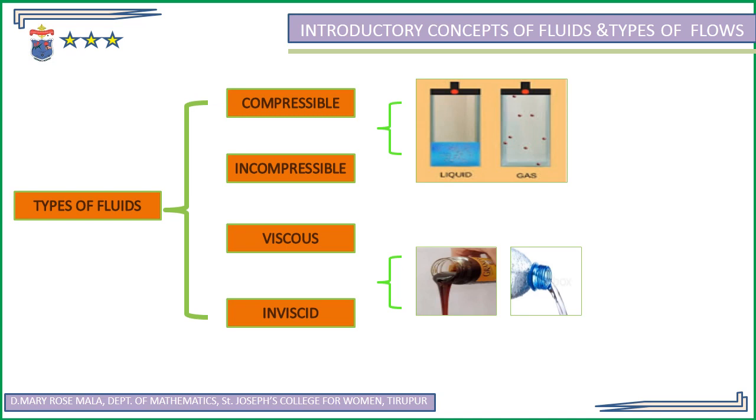In the case of a viscous fluid, the motion of the fluid will not be rapid due to the presence of friction in the fluid particles, and viscous fluids exert tangential stress as well as normal stress. For example, honey and castor oil flow very slowly. In the second diagram, we can see a bottle of water flowing very rapidly. This is an example of an inviscid fluid. In the case of an inviscid fluid, only normal stress is exerted on the fluid.